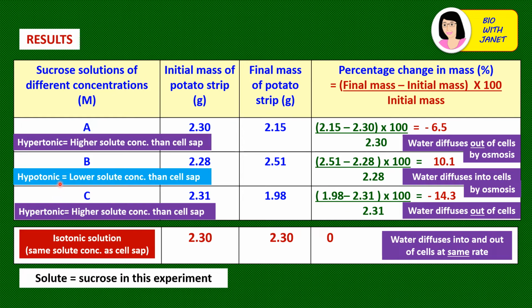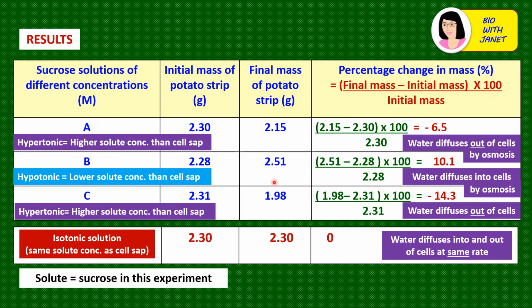Whereas for B, we can see that B has a positive value for the percentage change in mass, 10.1. So we can conclude that water has diffused into the cells by osmosis, and that the potato strip gains water and gains mass.